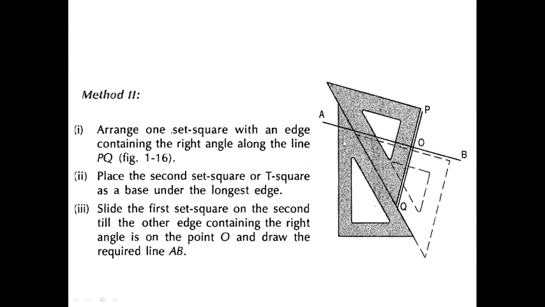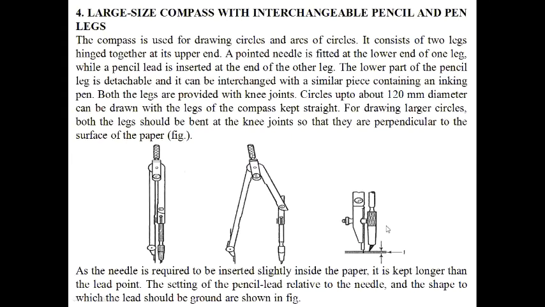It is just the opposite. Another way also you can draw. Arrange one set square with an edge containing the right angle along the line PQ. So this is the figure PQ. Then place the second set square or T square as a base, and the first set square just the opposite, in the same way. Okay.